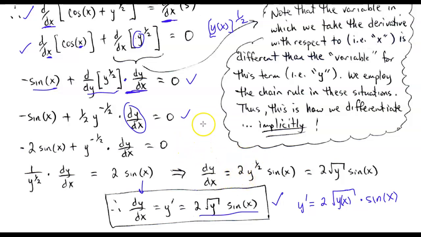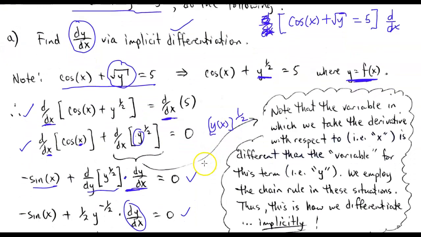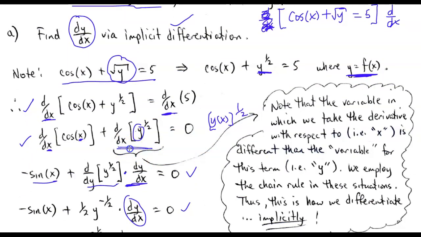All right, so we see the whole process of taking the derivative of y with respect to x implicitly. And again, the key to that is that any term where the variables do not match, like we saw here, we employ the chain rule.